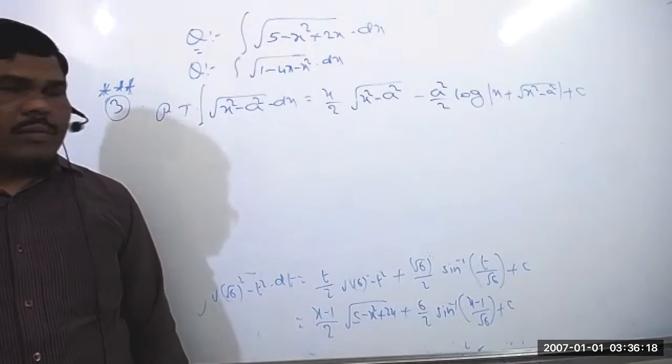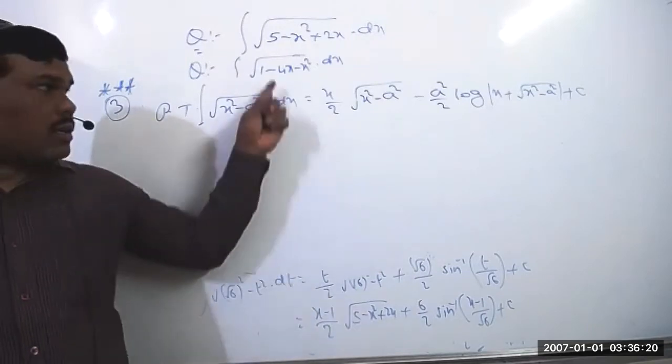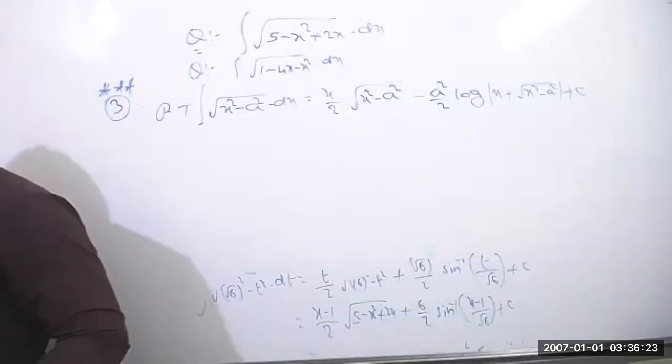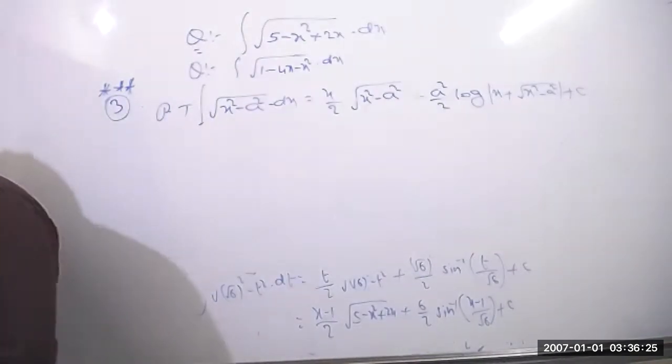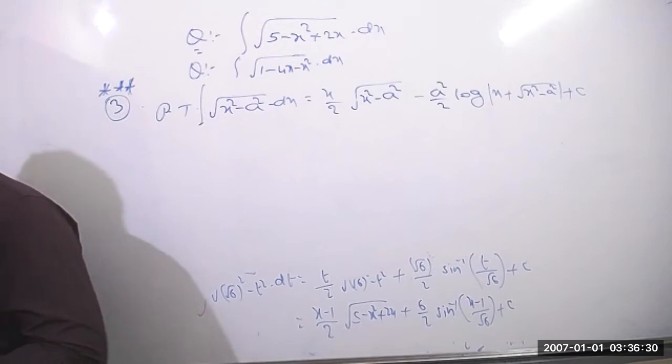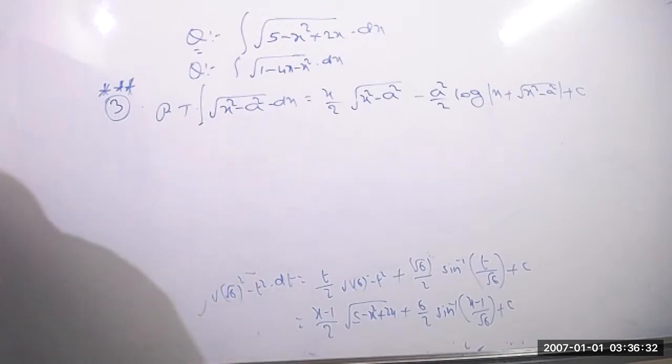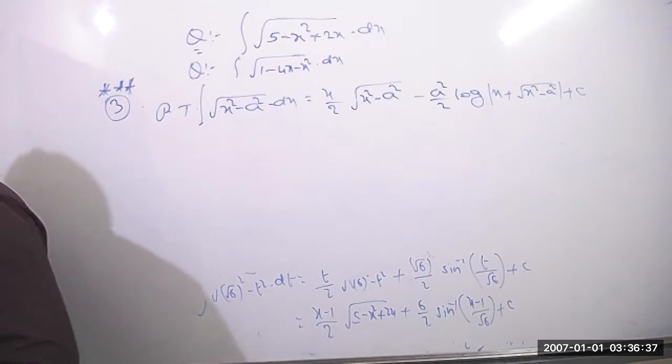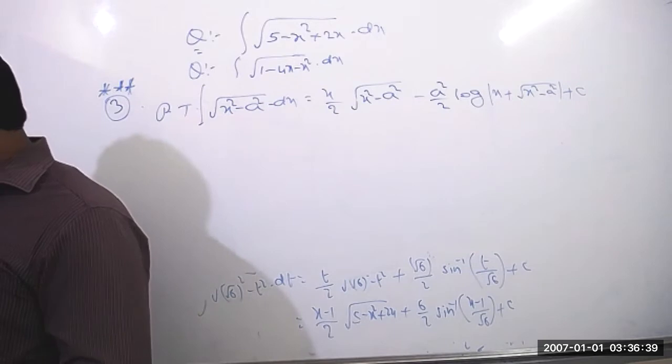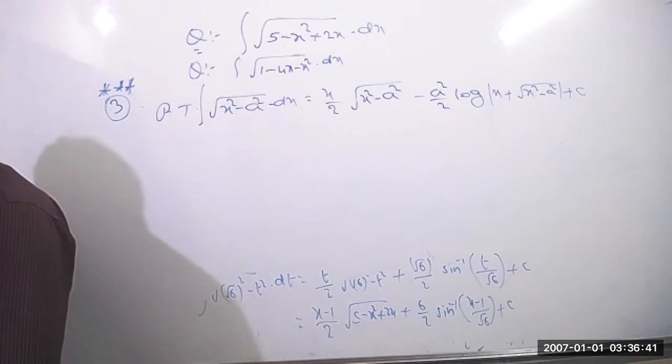Sir, what was the answer for the last question? The last one, this question. Yes, sir. This is x plus 2 by 2 into root of 4 minus 4x minus x square plus 5 by 2 into sin inverse of x plus 2 by root 5 plus c.